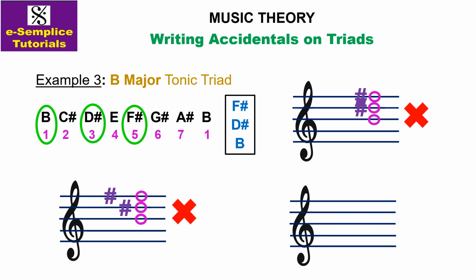The correct way to write this is your three notes as usual. Write the sharp of F close to F, and then the sharp of D further away, respecting the space occupied by the sharp of F. Now this is correct.